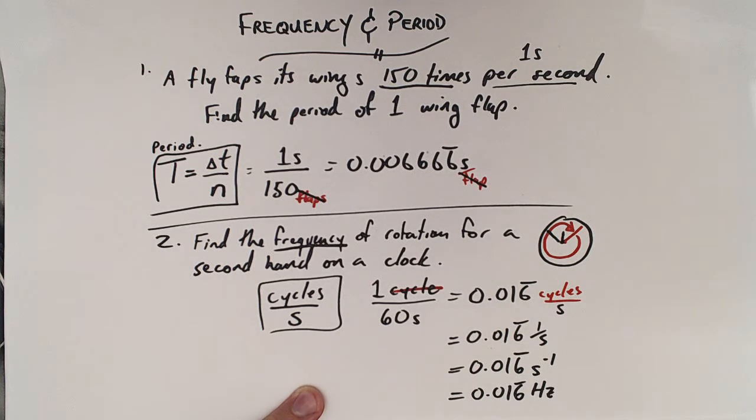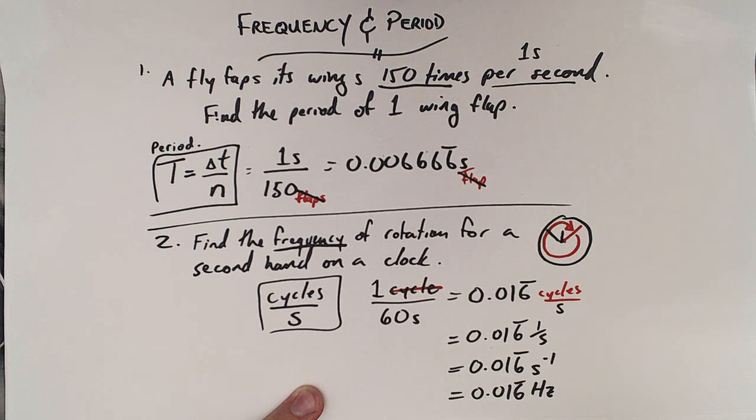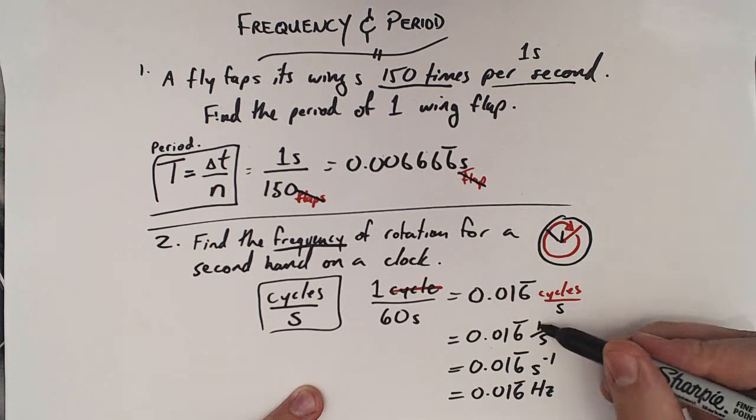Named after Heinrich Hertz. You can look that name up yourself. Important guy as it comes to frequency. And so this value gets named after the guy. Anyway, frequency is how many oscillations per second.